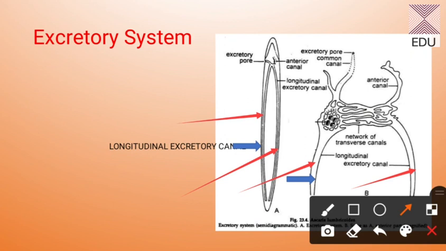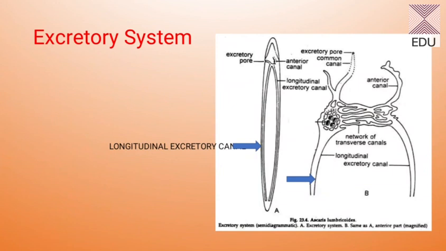Now, on the exterior, if you see the morphology of the ASCARIS, you may see two lateral lines. These lateral lines are actually the location of these two longitudinal excretory canals. So students, I think you are clear about the excretory canals. These are two in number, and they are going backwards.